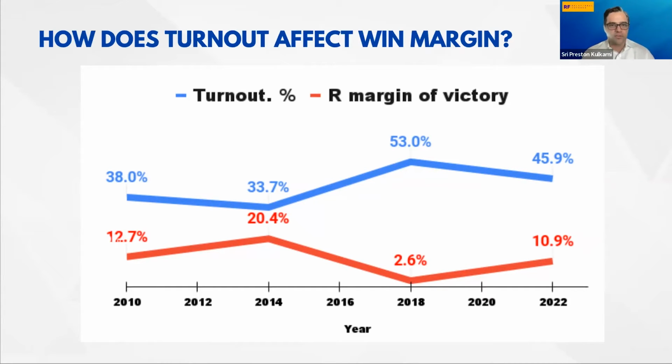Look at 4 years later. When we increased the turnout to 53%, what did Texas become? 2.6%. Is that a red state, y'all? No, that is a purple state. That is absolutely a purple state.